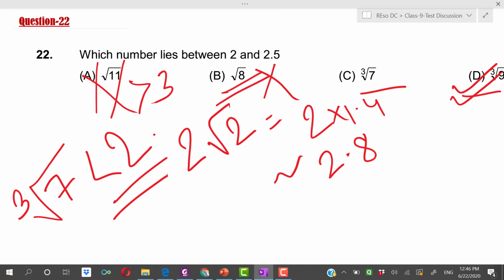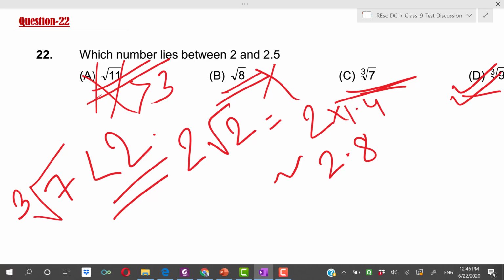But I know that the value of cube root of 7 will be less than 2. That I know. I don't know exactly what will be the value of cube root of 11, square root of 11, but I know that the value of square root of 11 will be greater than 3. Now I don't have to find the exact value, brother. I have to calculate the approximate value.